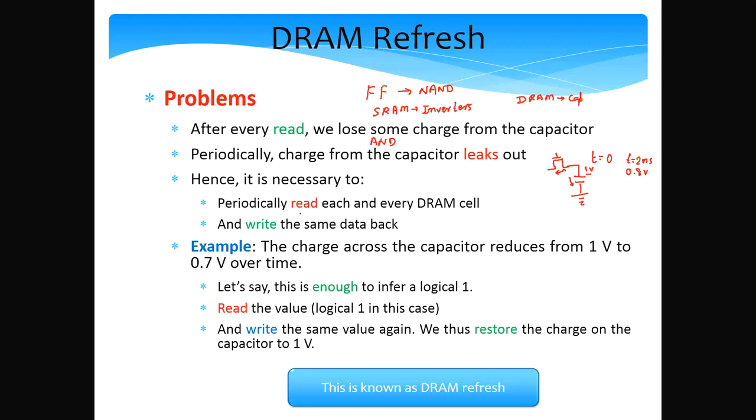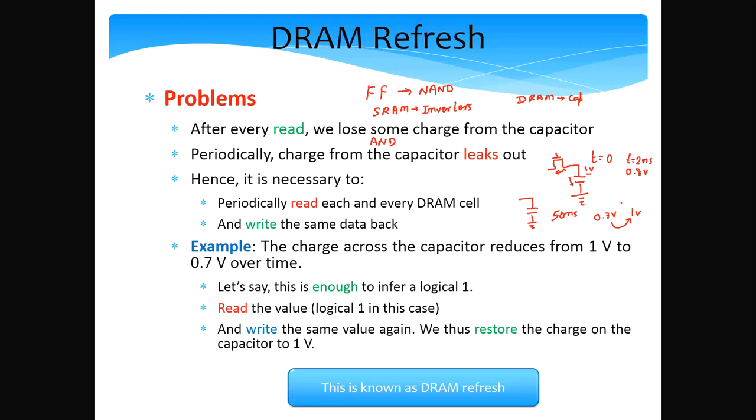That's the reason it is necessary to periodically read each and every DRAM cell, read the data back, and write the same data back. For example, if we write 1 to a DRAM cell, and let's say that after 50 nanoseconds we read it and find that the voltage across the capacitor is 0.7 volts. That is fine, we can still infer a logical 1, but we will also be aware that the voltage has decreased. So we'll write a logical 1 back again, and in this case the voltage across the capacitor will again become 1 volt.